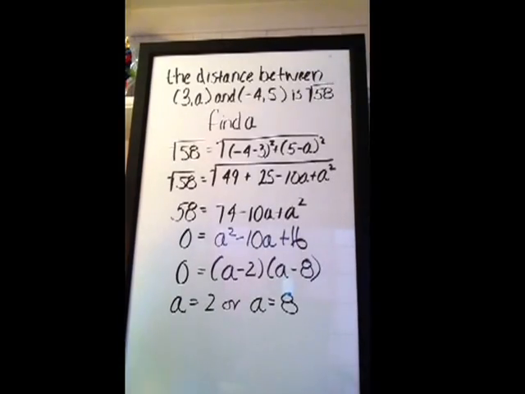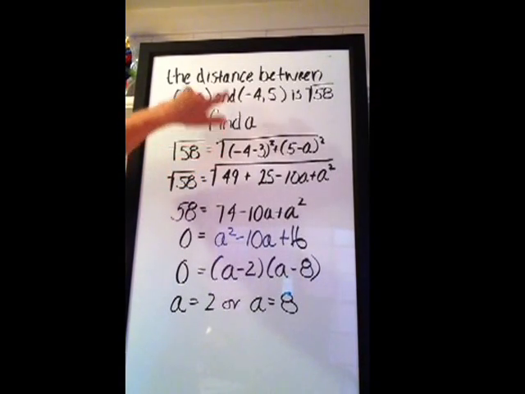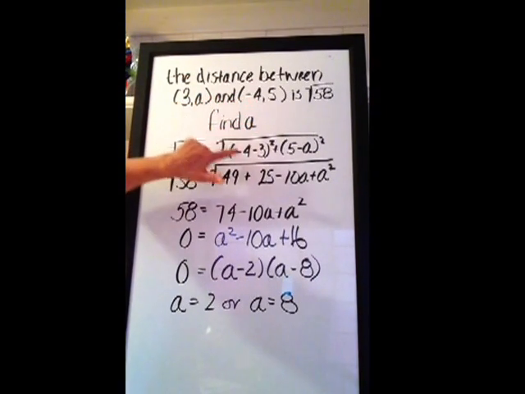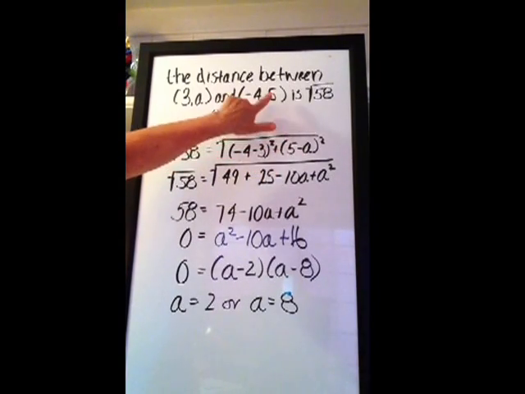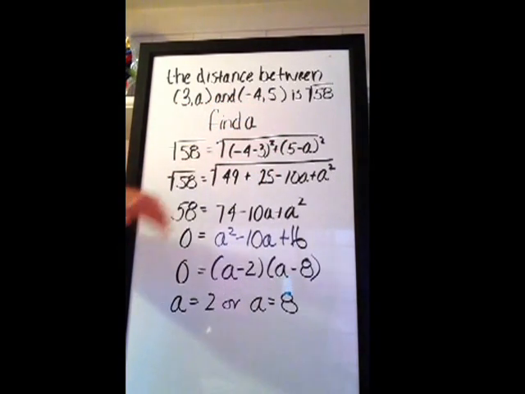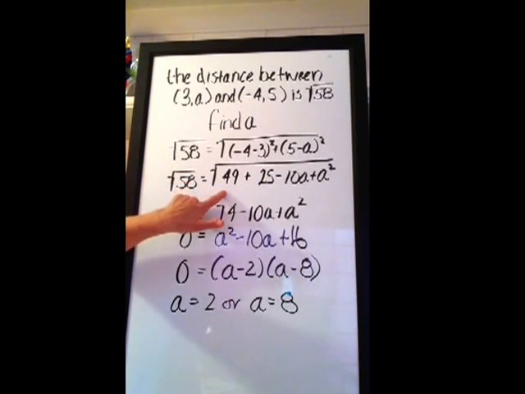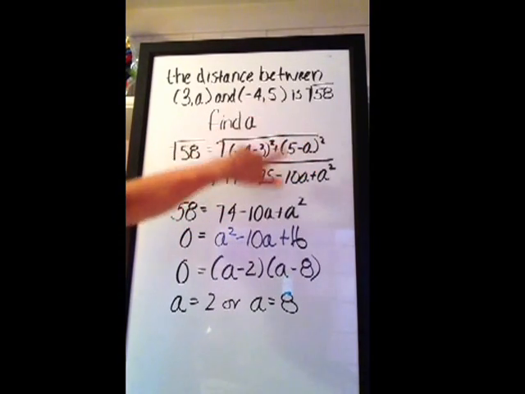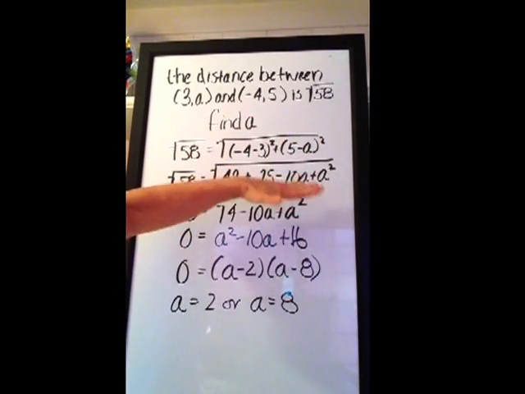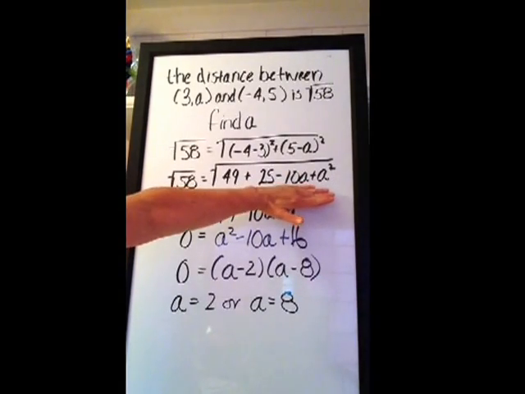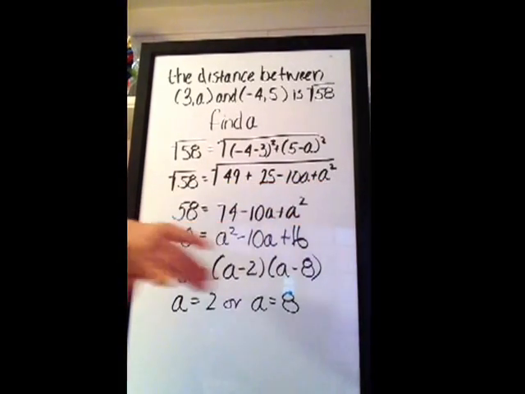Okay, ready for the answer? The distance formula says the distance between these 2 points, the square root of 58, is equal to the square root of the difference between the x's squared plus the difference between the y's squared. So the difference between the x's is -7, squared is 49. Between the y's is 5 minus a, so if I square that, I get 25 minus 10a plus a squared.